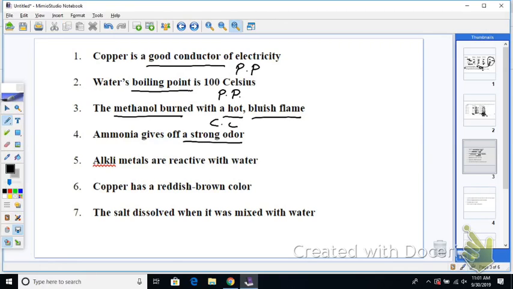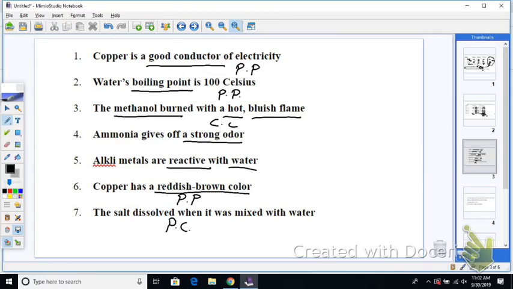Okay, alkali metals are reactive with water. Chemical property. It's a property. Nothing's taken place. It just said if you put those two together, you're going to get explosions. Okay, it's going to heat up. Copper had a reddish brown color. It's just describing it, physical property. Okay, and then salt dissolved. Physical change. It's just mixing, so it's a physical change. Okay. You're just kind of separating out the particles.